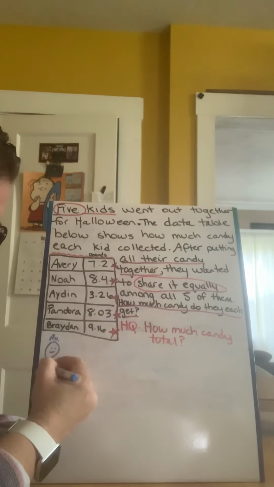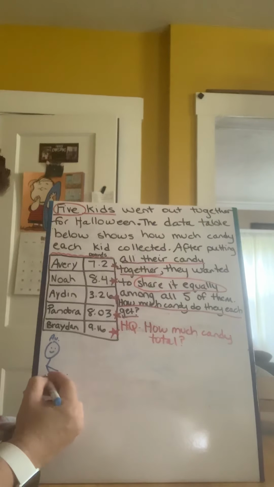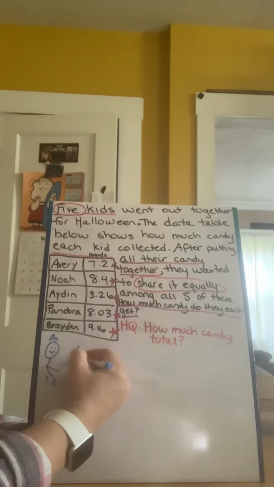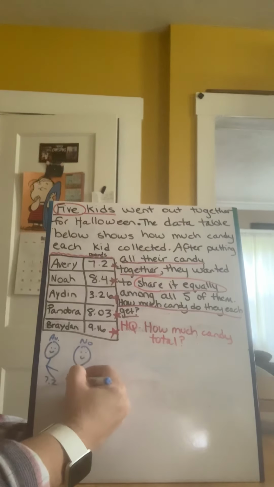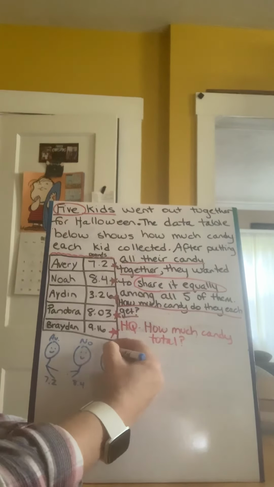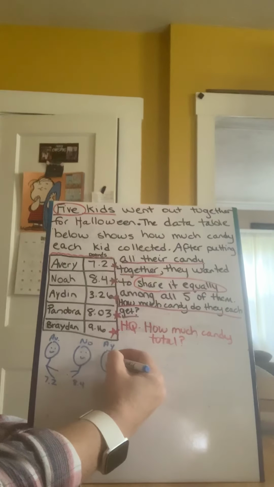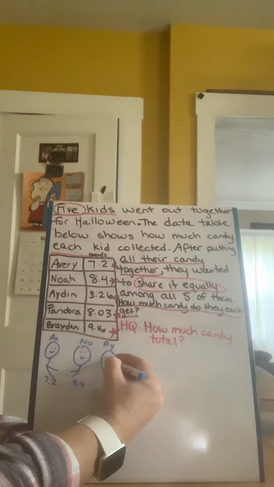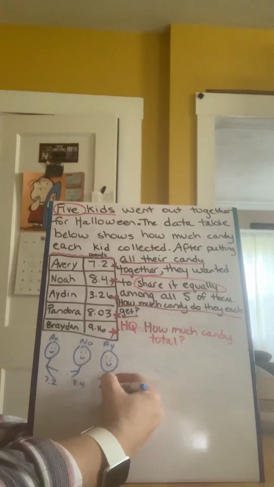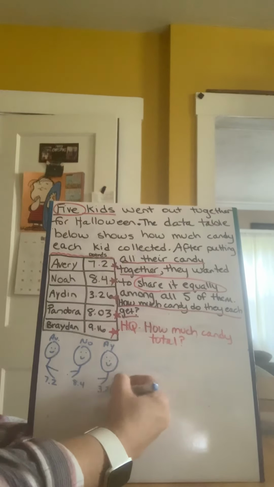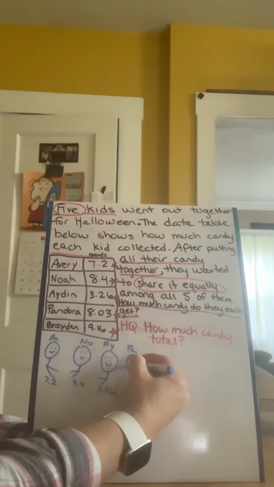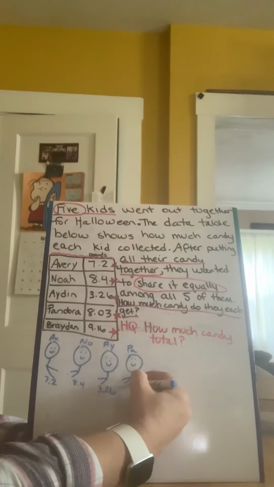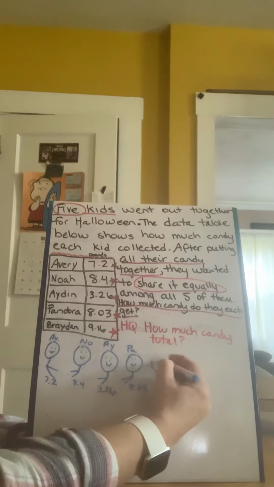Avery has her candy. She has 7.2 pounds of candy. Then we have Noah with his candy that he's throwing in, 8.4. Aiden, we'll give him a nose. He's throwing his candy in, 3.26 pounds. Pandora, she's throwing her candy in, 8.03 pounds.